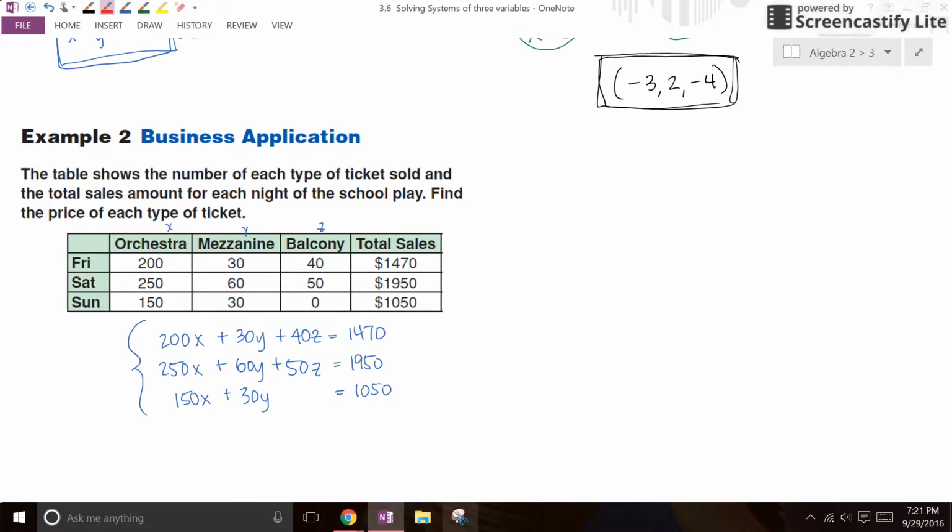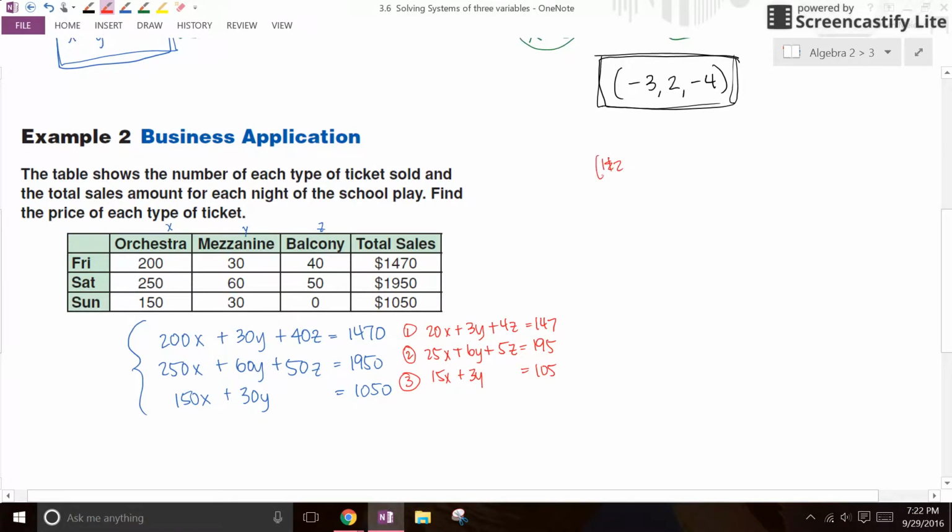So again, I'm going to drop off a 0 real quick. I'm going to have 20x plus 3y plus 4z equals 147. I'm going to have 25x plus 6y plus 5z equals 195. And I'm going to have 15x plus 3y equals 105. Now, step 1, I'm going to get rid of y's. So I'm going to choose to eliminate y's. Let's call these 1, 2, and 3. I'm going to combine 1 and 2, right?